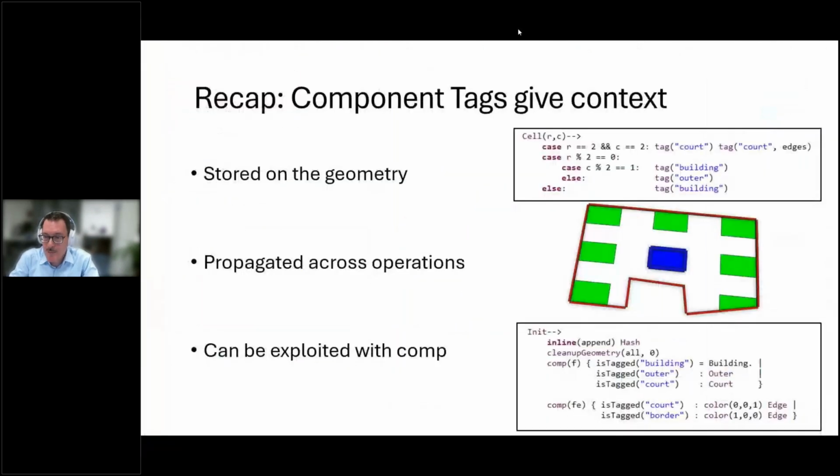So let's recapitulate that. Component tags give context. Component tags can be stored in geometry with the tag operation. They get propagated across operations, and they can be exploited with the comp split later on. They can be used to choose the components which should be used in the follow-up rule.